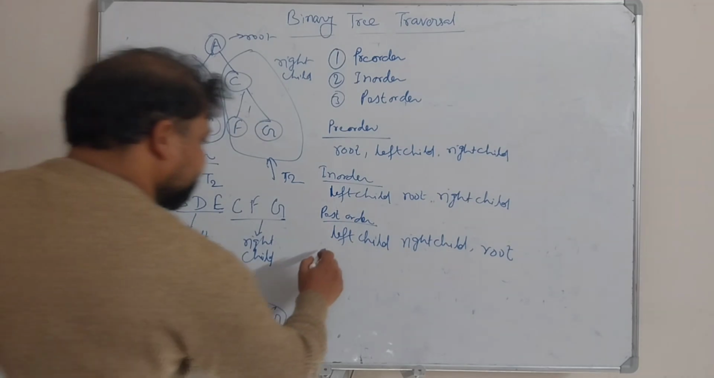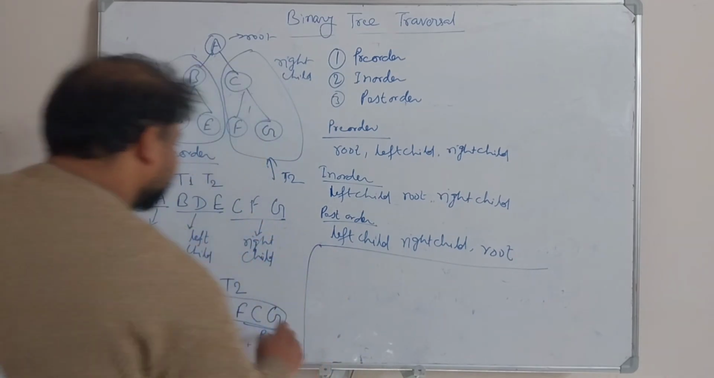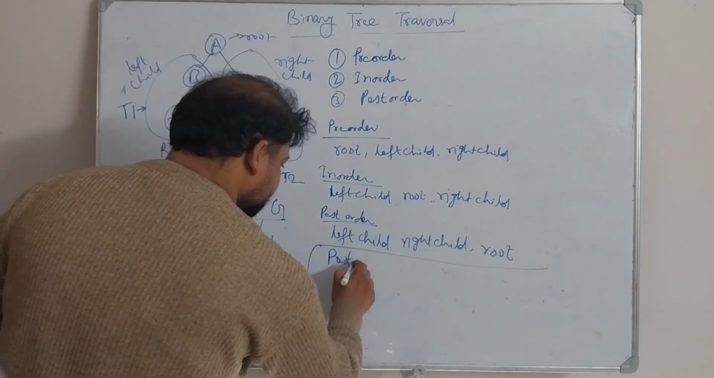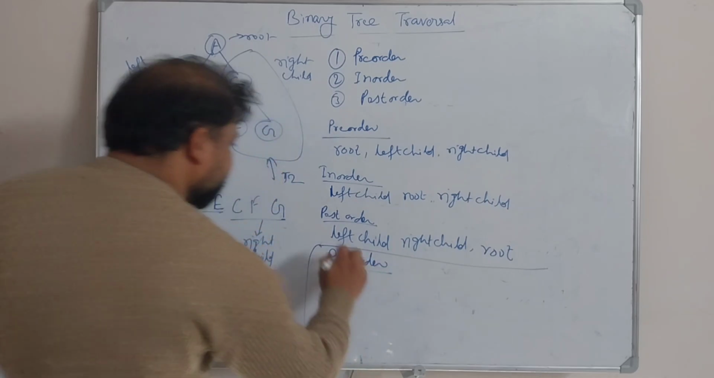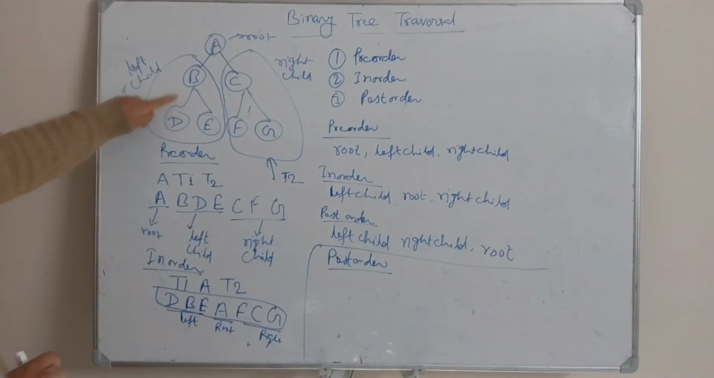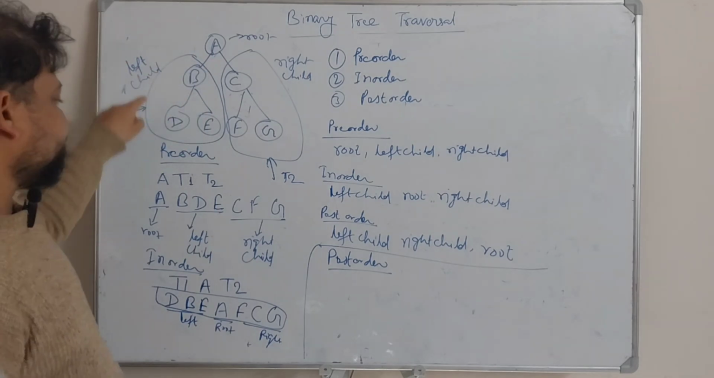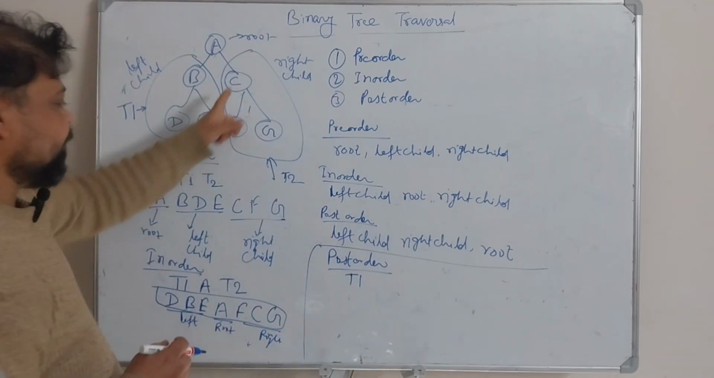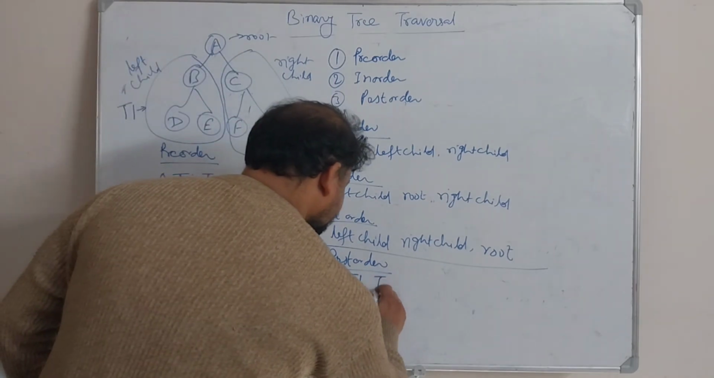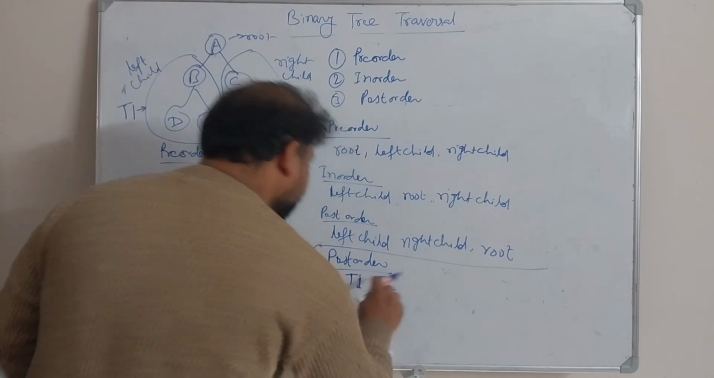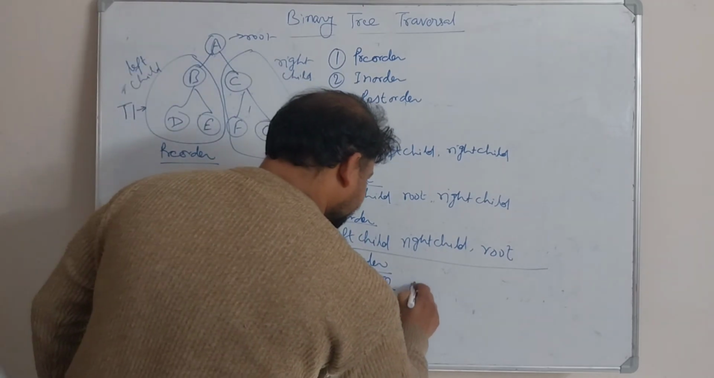If I traverse this tree in post order, what will happen? In post order, it is left child, right child, and root. Left child, once again, is a subtree here. So I'll write post order of T1, and the right child, that is T2, and then root, so A.